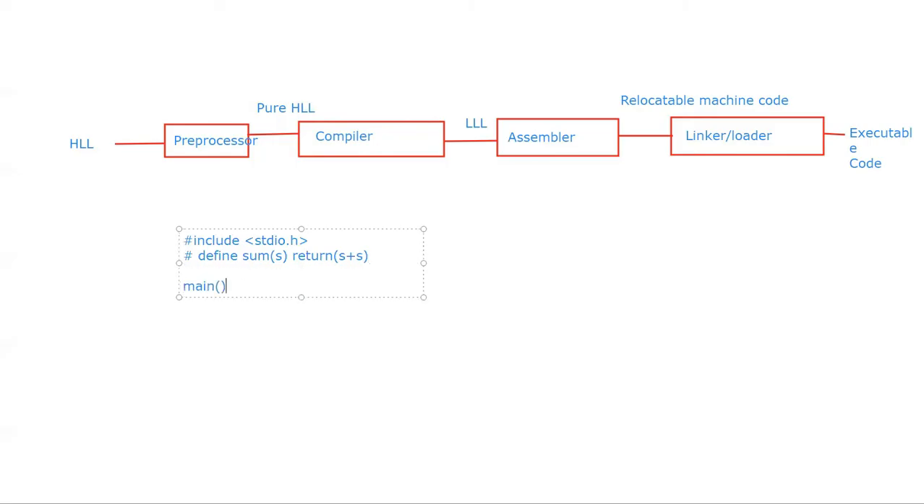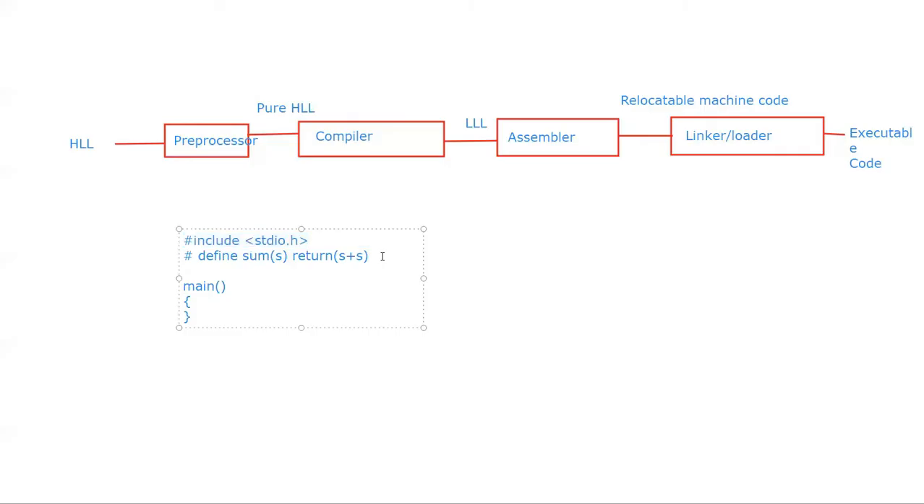Now, what happens when I'm going to compile it? First of all, the preprocessor will detect all these kinds of statements which start with the hashtag. These statements are called preprocessor statements, right? And the preprocessor is a software which detects all these types of statements and expands them into the source code, either in the form of library files or in the form of an expansion of the high level language code.